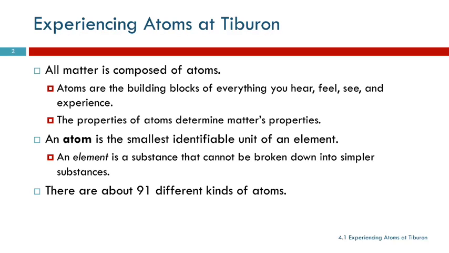There are about 91 different kinds of atoms. If we look at the periodic table, you'll see that there are more than 91 boxes up there. All of the ones on this table that have their symbols outlined in black, but the symbol is white, those are all man-made. They do not naturally occur. So that's what we mean by the 91. Those are the naturally occurring ones.